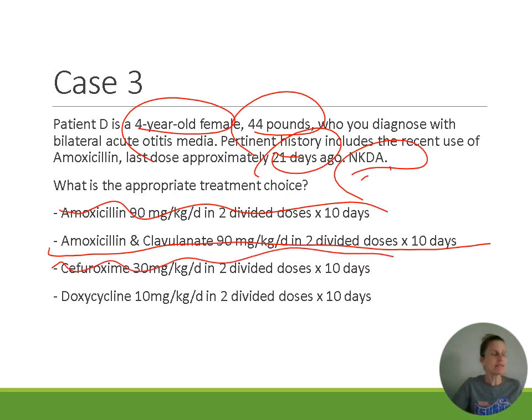Doxycycline. Doxycycline is an appropriate option for older patients as a second line agent, but we do not give doxycycline to kids under 8 years old. And this is a 4-year-old. So we're going to go ahead and give this little one a high dose Augmentin for 5 to 10 days.